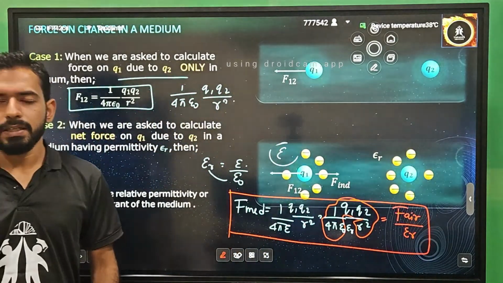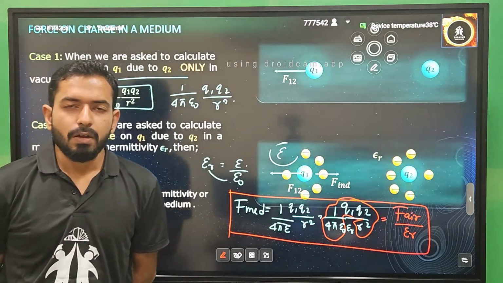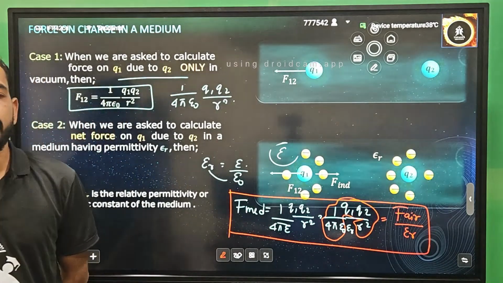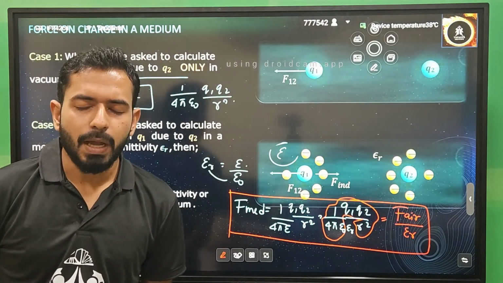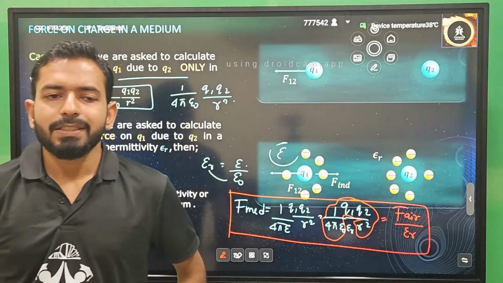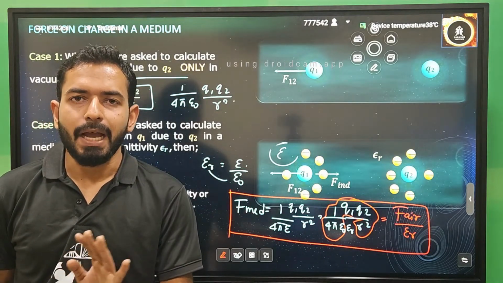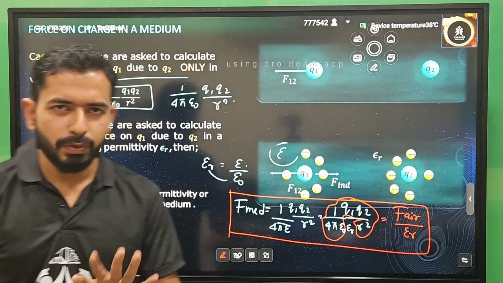Very simple thing. Just remember that whenever you have to write any kind of Coulomb's force in any kind of medium, if it is given, just simply write the force that you know already, 1 by 4 pi epsilon naught into Q1 Q2 divided by R square, and then just simply divide it by epsilon R. And what is epsilon R? Relative permittivity, and that's it. You don't have to do anything else.